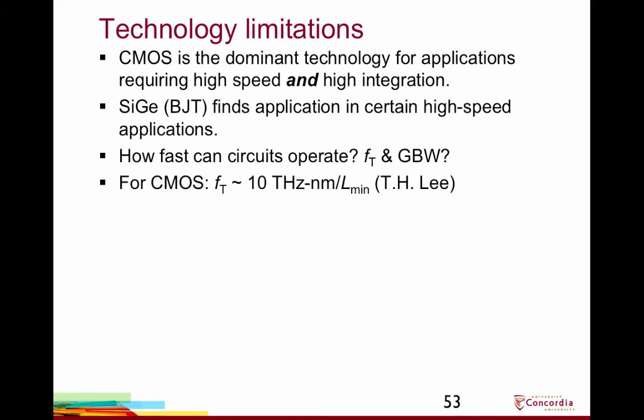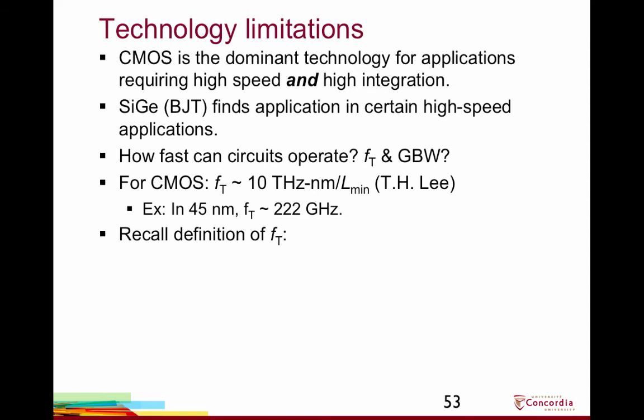For CMOS, there's a rule of thumb that says that the FT, or transition frequency, is 10 terahertz-nanometers divided by L-min, and we're going to express L-min in nanometers. So for example, in 45 nanometer, we might have an FT of around 200 and change gigahertz. So what does that mean, though? Does that mean we can get circuits that can do useful things at 222 gigahertz? Well, let's take a look.